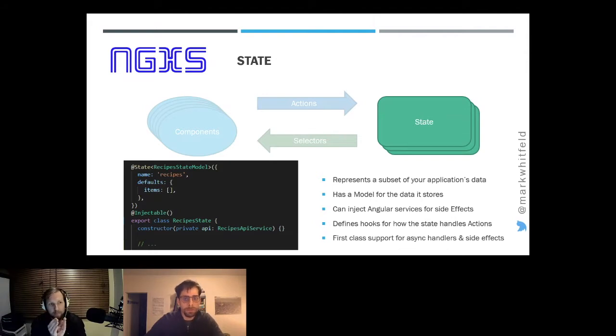Okay. That state class represents a subset of the application's data. And in NGXS, you can think about these things as isolated pieces. You don't have to think about everything. It's really great for just isolating your thoughts to one small aspect of the application. So yes, it has a model for type safety for the data that it stores. You can inject Angular services for side effects. I'll show you a bit of that. It defines hooks for how the state responds to actions that it is interested in. And it's also got first-class support for async handlers and side effects. So that might sound a bit fancy, but we'll get into it.